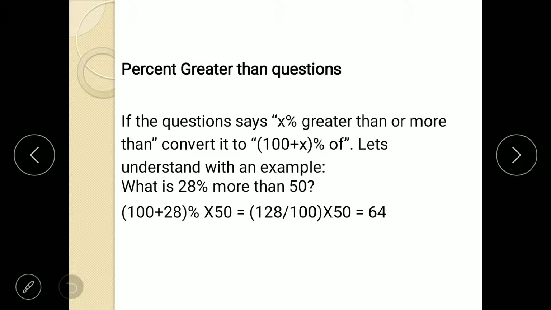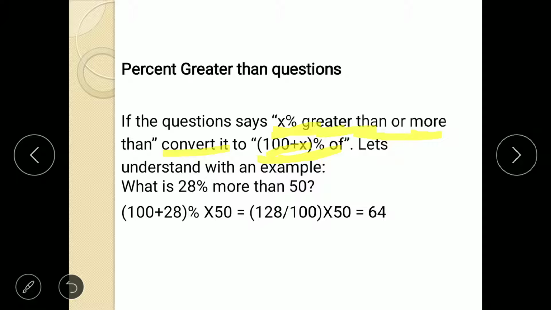Let's take percent greater than questions. If the question says x percent greater than or more than, any of these words, then convert it into 100 plus x percent of the complete. So whenever it says x percent greater than, what we'll do is 100 plus x percent.